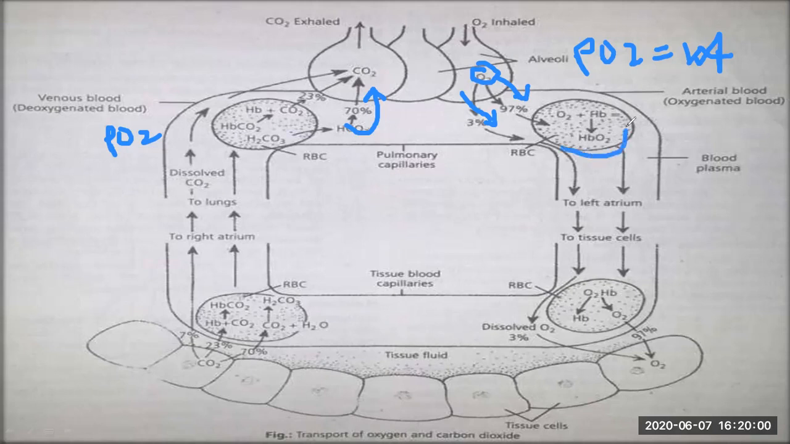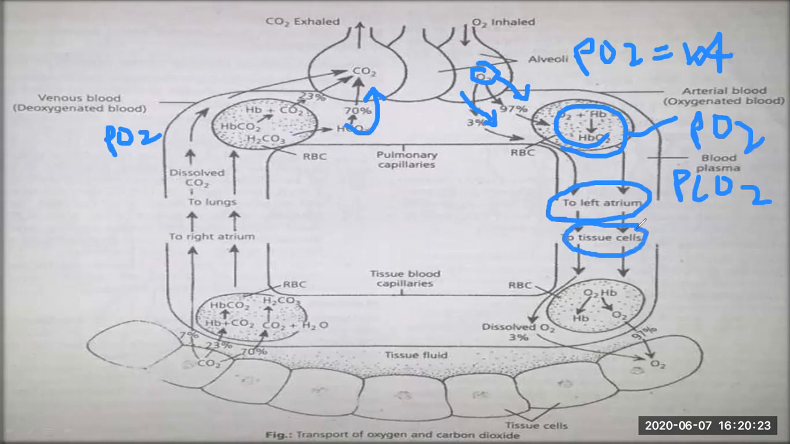Now the gaseous exchange is complete and the blood becomes oxygenated. Oxygenated means there is a high concentration of PO2. So PO2 now becomes 104 mmHg, and PCO2 is 40 mmHg. Now it reaches the left atrium through the pulmonary veins, then goes into the left ventricle, and the left ventricle transports the oxygenated blood to every part of the tissues, organs and cells.